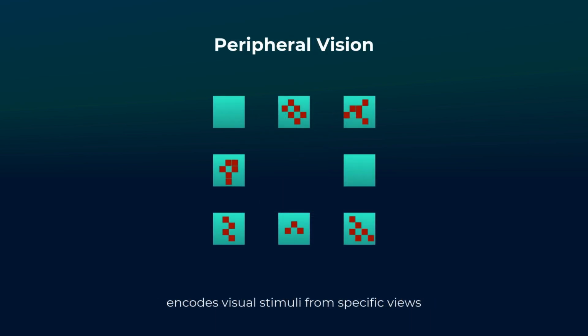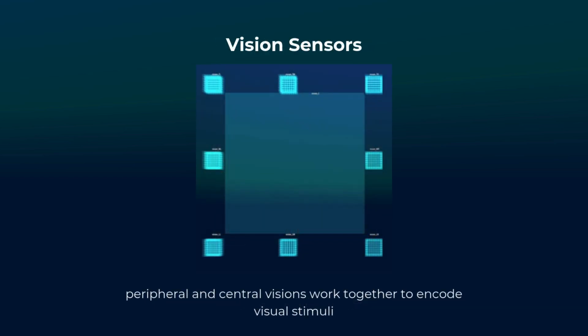The peripheral vision sensors interpret visual signals from specific views. Respectively, these include top right, top left, top middle, middle left, middle right, bottom left, bottom right, and bottom middle. Together, the peripheral and central visions encode visual stimuli. In this example of Pong in FIGI, you can see the ball moving in the central vision. When the ball enters the respective section of the peripheral vision, you can see the cortical areas activate.